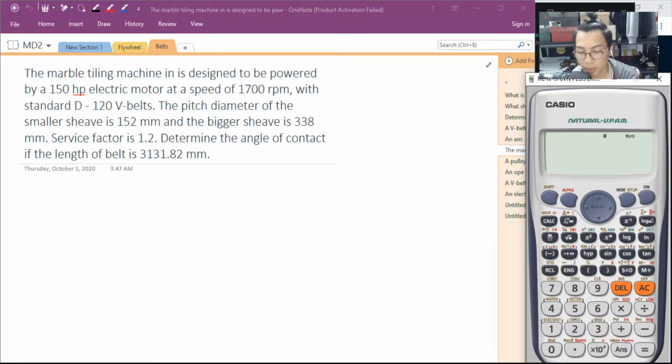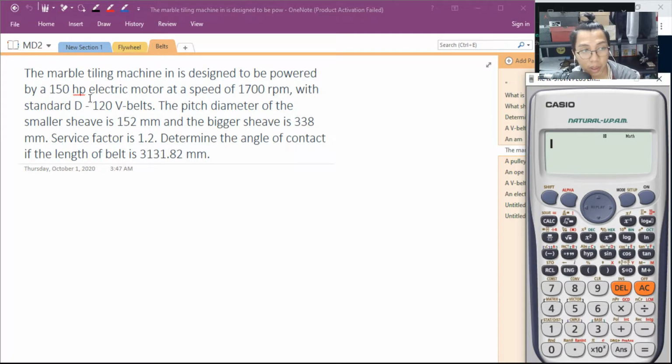Okay. So, this will be the continuation for the part 2 ng ating discussion for belts. So, I have here 5 problems and then the part 3 will be yung pinakamahihirap na problems about belts. So, let us begin with problem number 6.